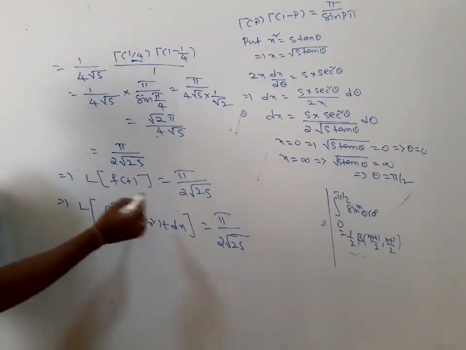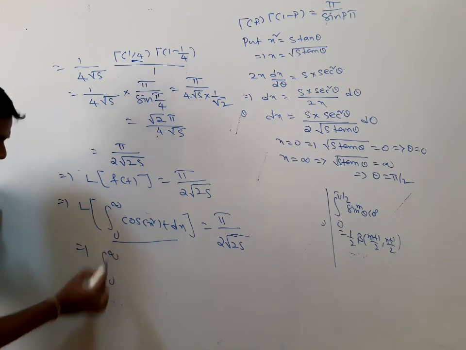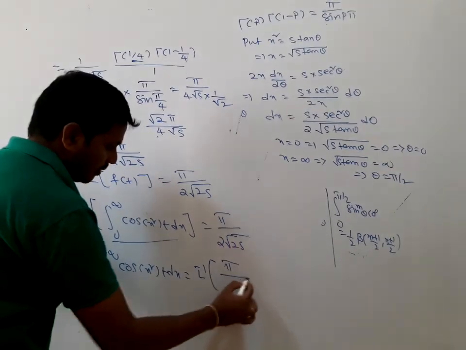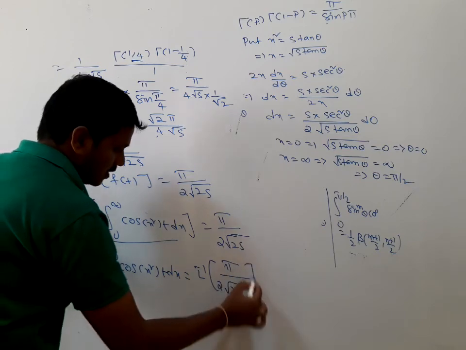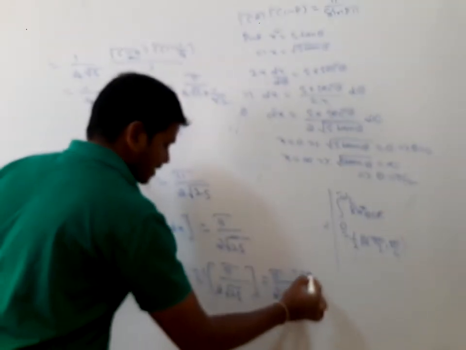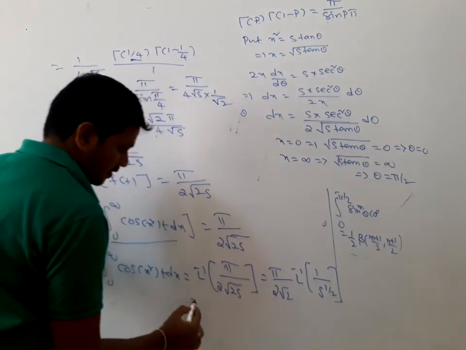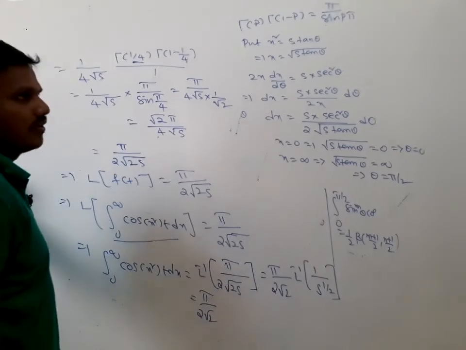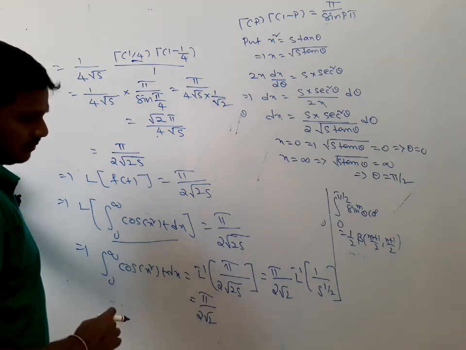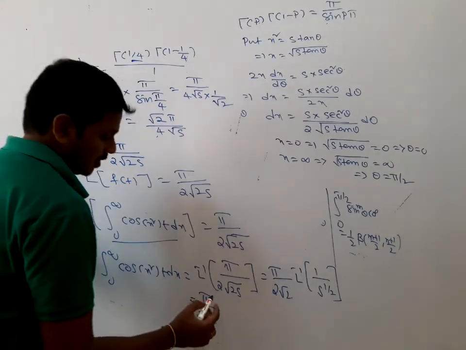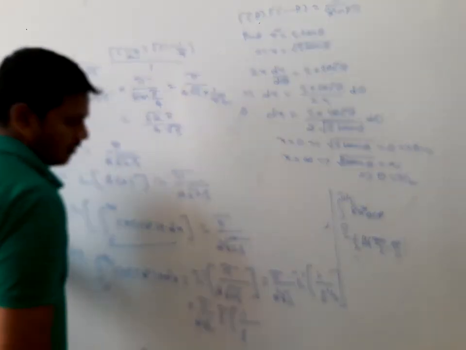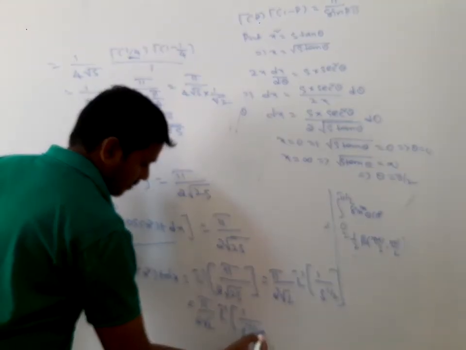Now you take out this term; we need to evaluate this one, right? Integral 0 to infinity cos x square t dx is equal to L inverse of pi divided by 2 root 2s. Here 2 root 2 is a constant, so pi divided by 2 root 2 times L inverse of 1 divided by s to the power of 1 by 2. S to the power of 1 by 2 can be written as n plus 1, so it is L inverse of 1 divided by s to the power of n plus 1, with n plus 1 equal to 1 by 2.